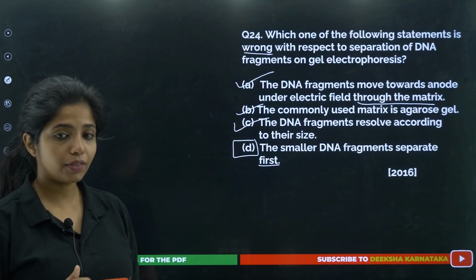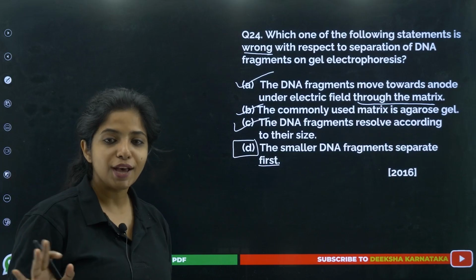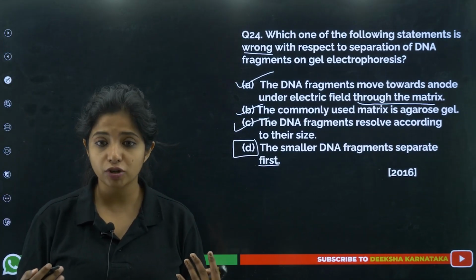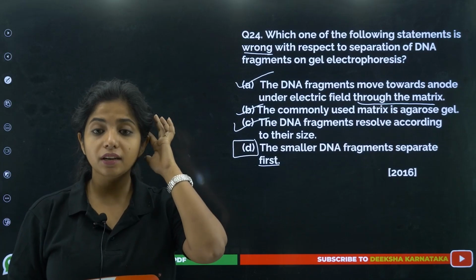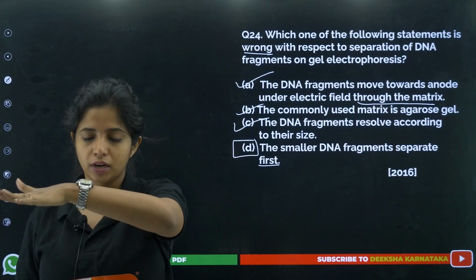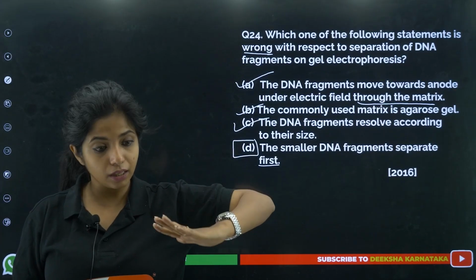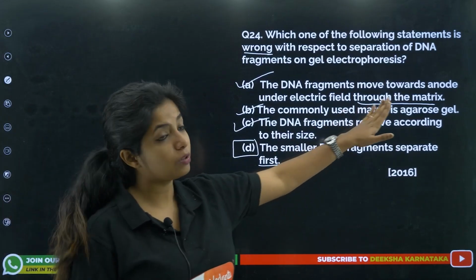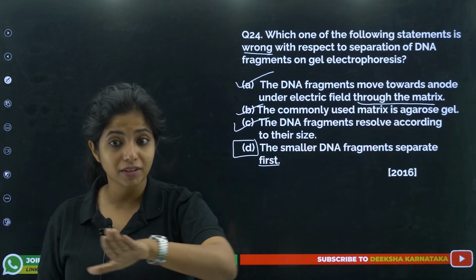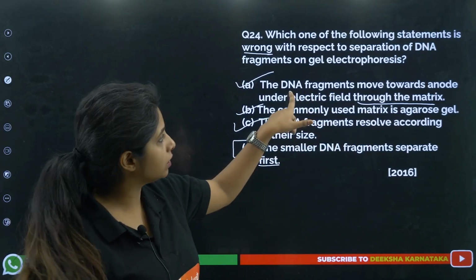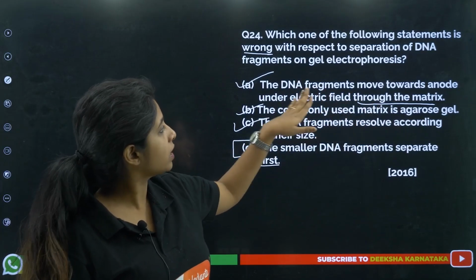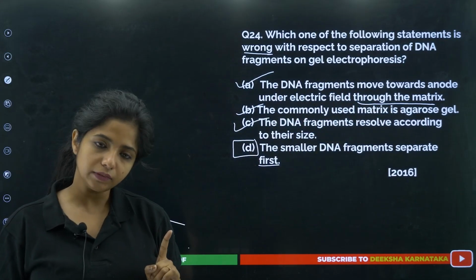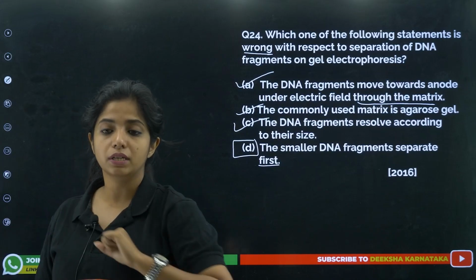It's a confusing thing, but I have solved it for you. I hope you will remember it. And always remember one more thing: there can be options which have come in NEET where they have said that DNA fragments move above the surface of the agarose gel. No, the DNA fragments basically move within the agarose gel, through the matrix. Always remember that it's not on the surface. If the statement here had been that DNA fragments move towards the anode under the electric field on the surface of the matrix, then it would have been wrong. It always moves within the matrix.